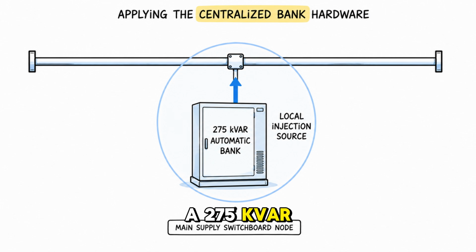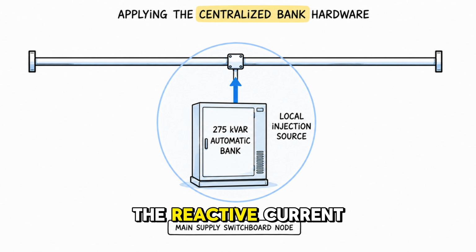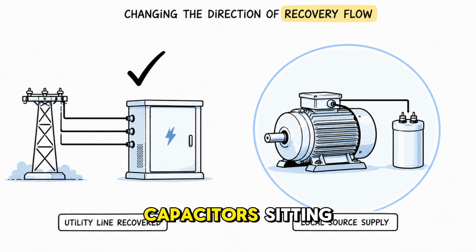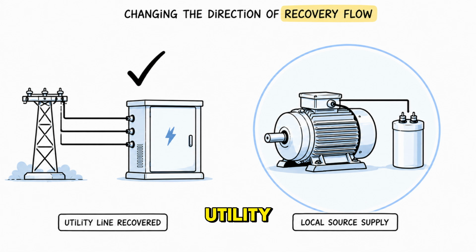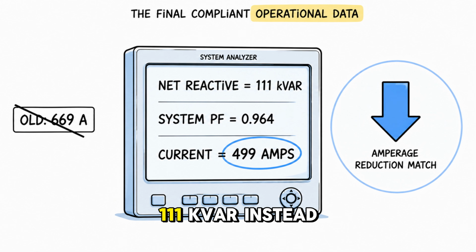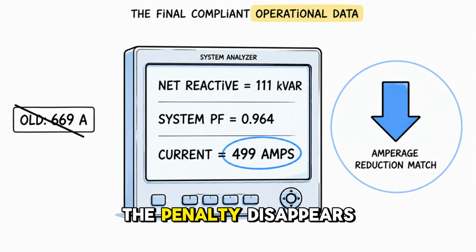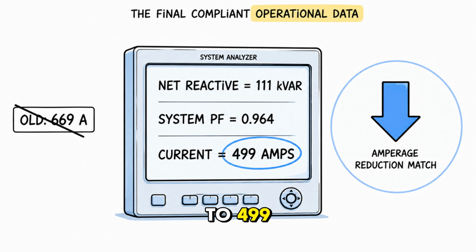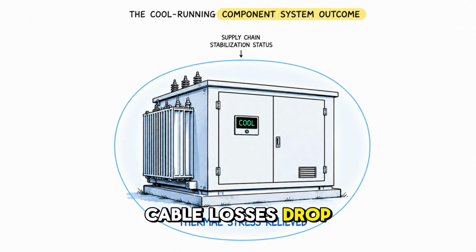A 275 kVAR automatic capacitor bank installed at the main supply bus fixed that by supplying the reactive current locally. The motors still get the reactive current they need, but now from capacitors sitting beside them instead of from the utility. The meter sees only the residual 111 kVAR instead of 386. Power factor rises from 0.72 to 0.964, the penalty disappears, and line current drops from 669 amperes to 499 amperes. Cable losses drop, the transformer runs cooler, and the entire supply chain works less hard for the exact same output.